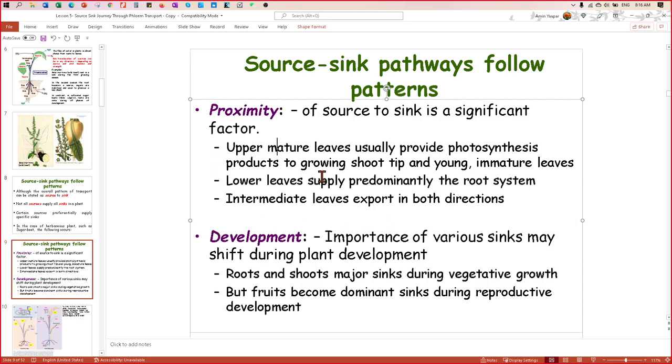We're talking about the proximity now. And while the intermediate leaves can support in both directions, it's somewhat equidistant. It doesn't matter if I go down or up, it's still the same. And also the development. Okay. Roots and shoots are the major sink during the vegetative growth, and this is true. However, as the plant changes its developmental phase, entering the reproductive phase, the fruits, the organ which is not present before this point, has now become the dominant sink during the reproductive phase.